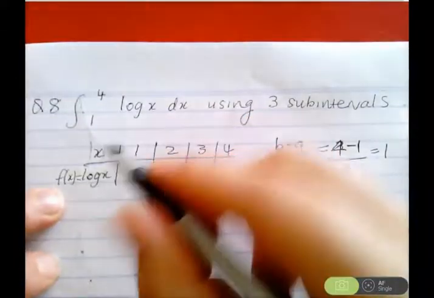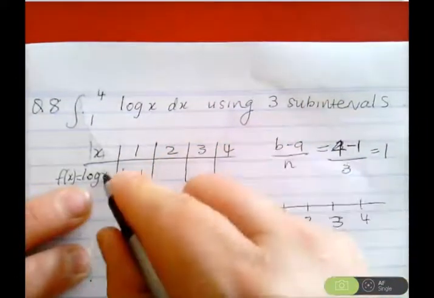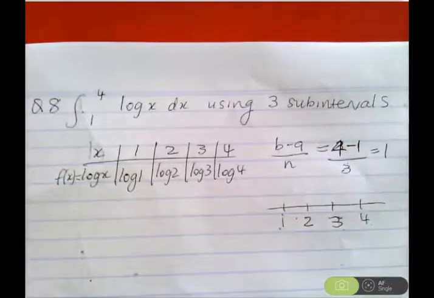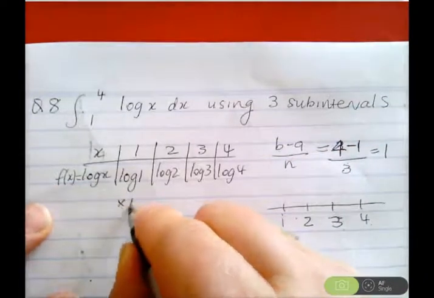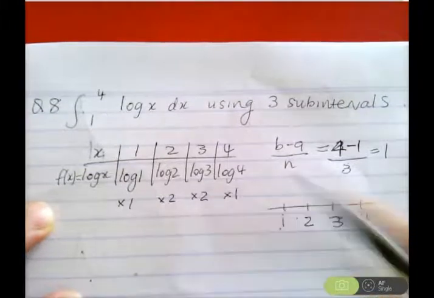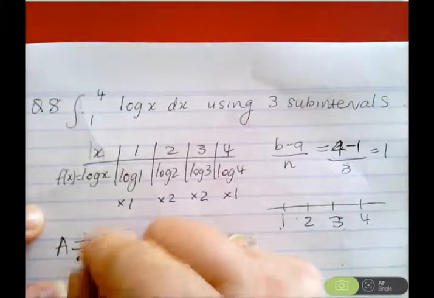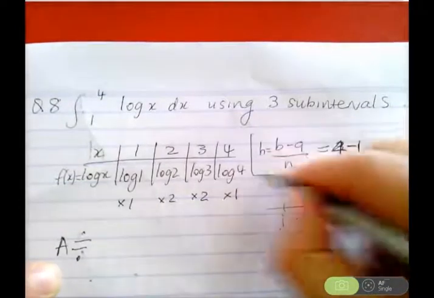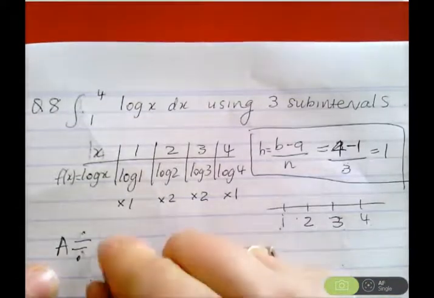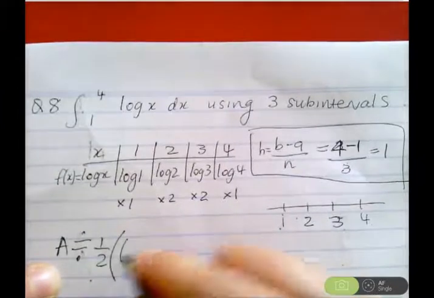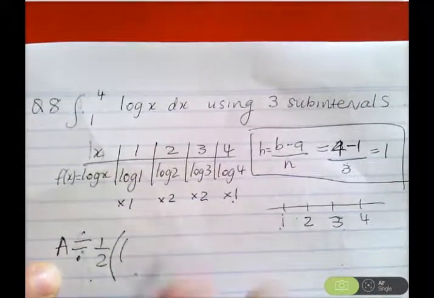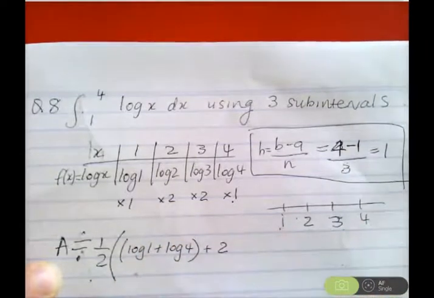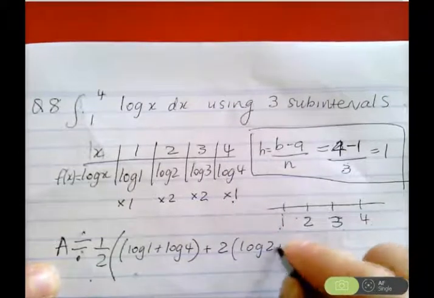All right, now, girls, log of 1. Just put in log of 1 because you're substituting. Log of 2, log of 3, don't work them out yet. Log of 4, don't work them out yet. What's the multiplier pattern? Times 1, times 2, times 2, times 1. The area is approximately equal to h on 2, which is 1 on 2. Multiplier pattern. Which 2 just get multiplied by 1? Log of 1 plus log of 4 plus 2 lots of log of 2 plus log of 3.